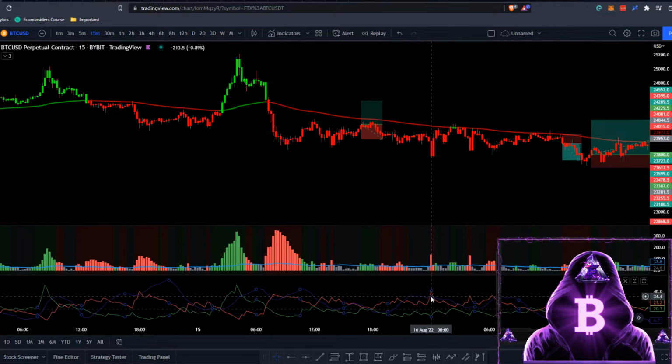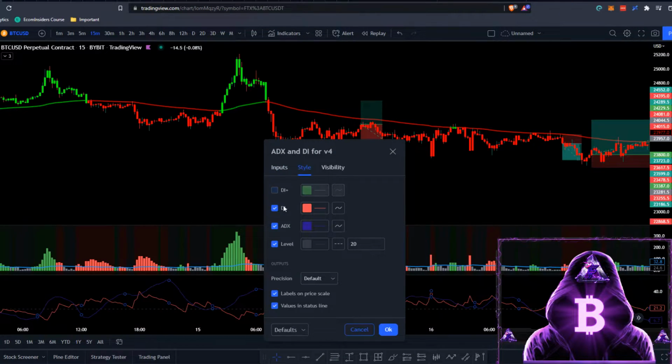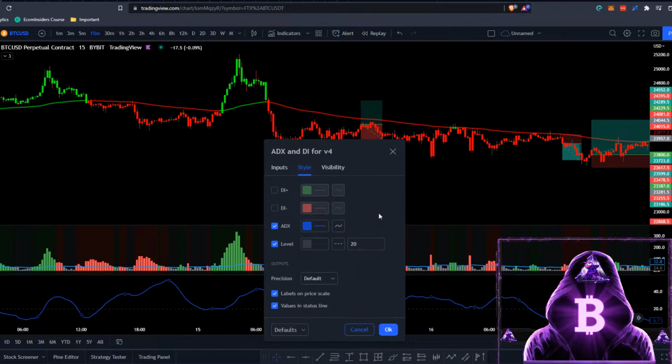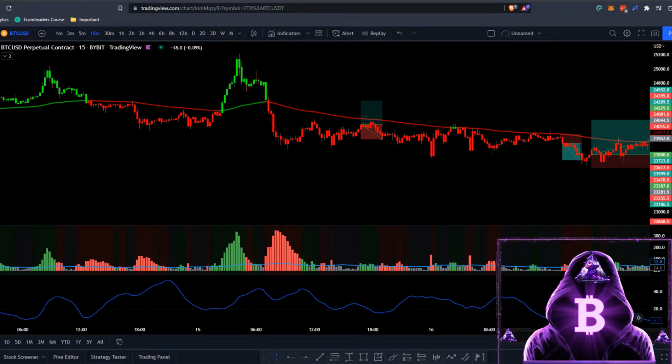Now let's access this indicator settings, and we're going to take off these two lines and change this one just to be a little more visible. Okay, the setup is now ready. Let's get into the trading rules.